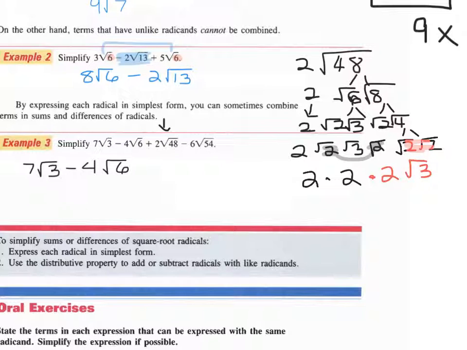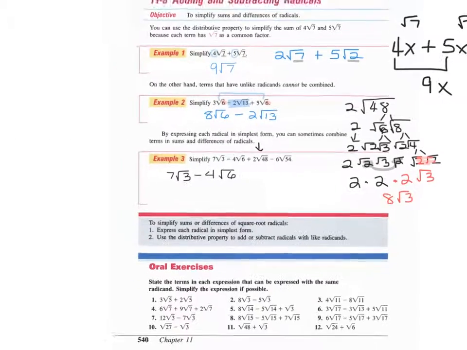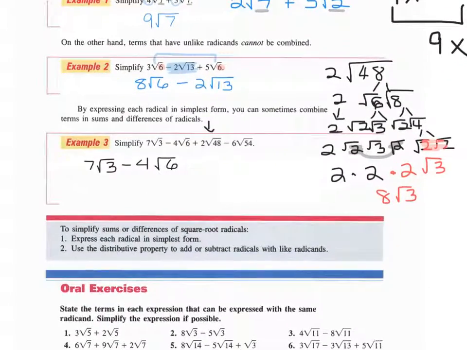So for my 48, I can go ahead and multiply this thing back. And 2 times 2 is 4, times 2 is 8, square root 3. So now I'm going to replace my 2 times square root 48, this term right here, and I'm going to put in there plus 8 square root 3.